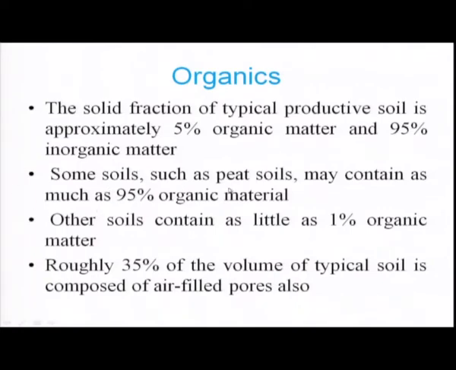Some soils, such as peat soil, may contain as much as 95% organic material, and at the same time certain soils may contain as little as 1% organic matter. Roughly 35% of the volume of a typical soil is composed of air-filled pores, through which a lot of microorganisms including earthworms move around, which makes it a healthy soil. So, roughly 5% organic matter is very much essential for agricultural production.